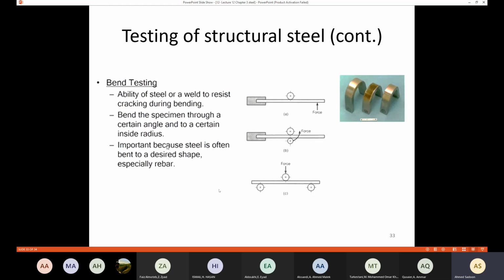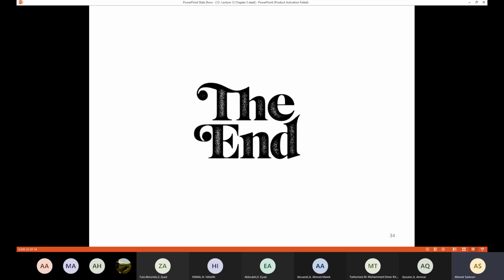And this one is important because steel is often bent to a desired shape, especially the rebars. Also, it's a very important test, and usually we are going to do this on the site to make sure that we can bend the steel without any problem.